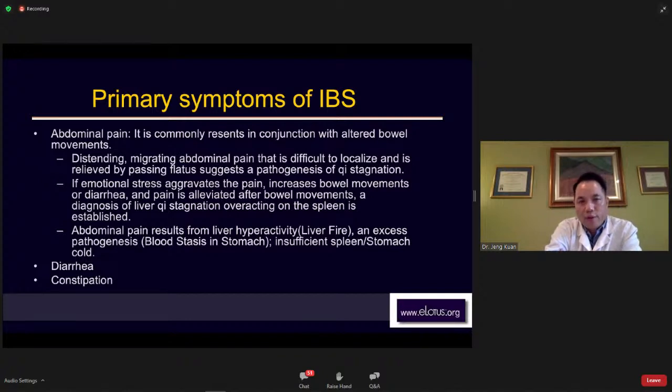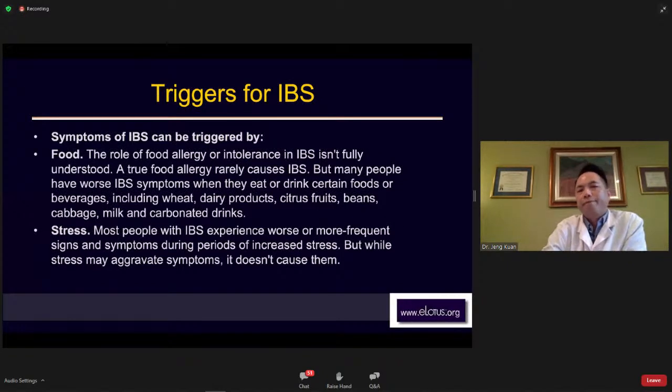If abdominal pain results from liver hyperactivity, then it could be liver fire and excess pathogenesis. Blood stasis in the stomach can also cause abdominal pain. Obviously, insufficient spleen stomach cold, or external cold invading the digestive system, can also cause pain. So diarrhea, constipation will occur after that.